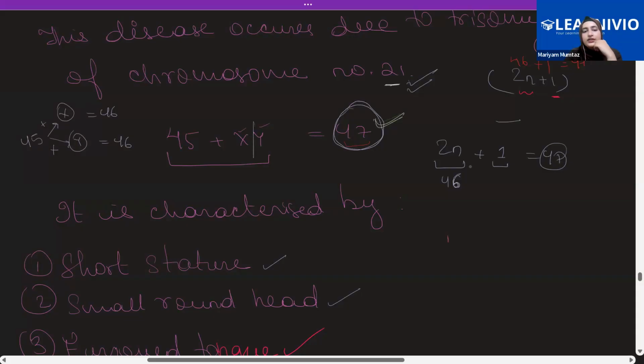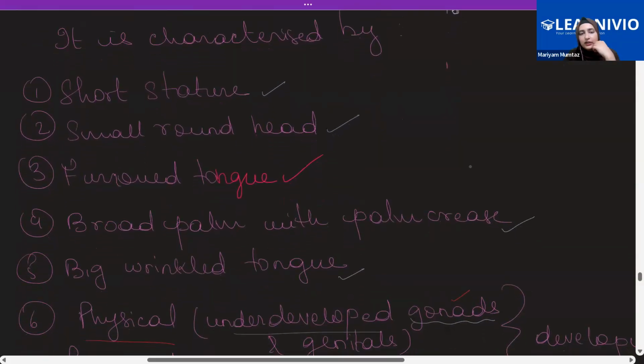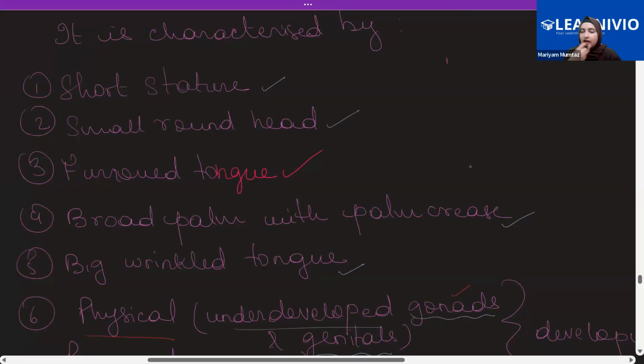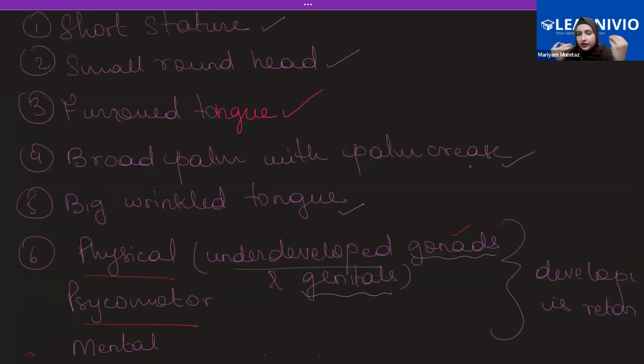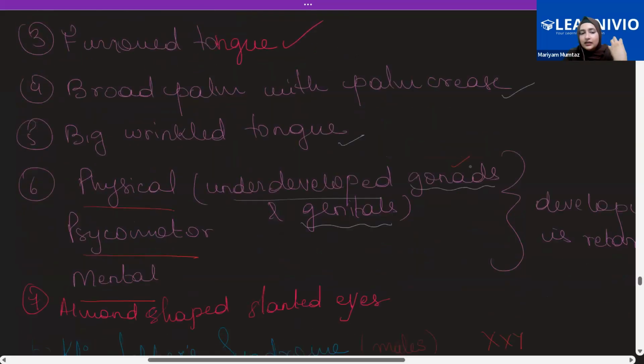Okay. So this one is characterized by, the person that has Down syndrome would have a short stature, meaning they would be of short height. They'd have a small round head, furrowed tongue. Their tongues are always protruding out of their mouth a little bit. Like how we have the normal lines in our palm, they have a lot of creases in their palm, more lines than us. They have a big wrinkled tongue.